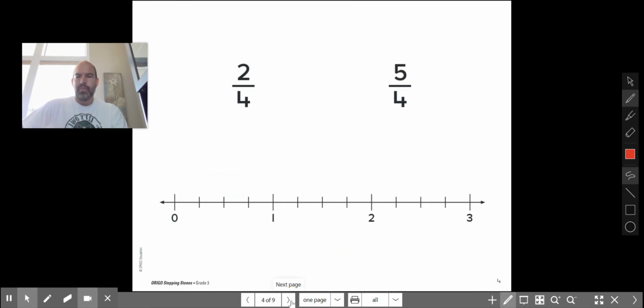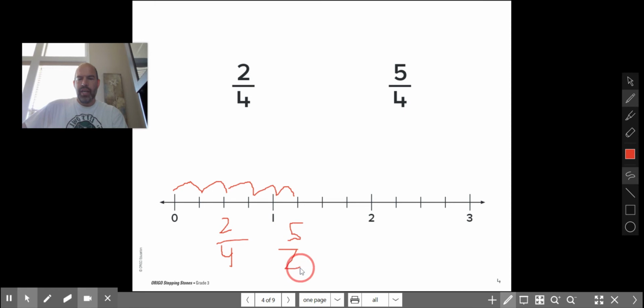Now, over here, look at this. Here's another example. 2/4 and 5/4, same concept. If we jump 1, 2, that's 2/4, correct? And if we jump 1, 2, 3, 4, 5, that's 5/4.